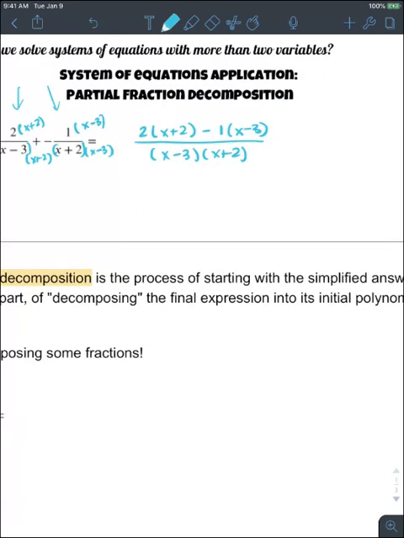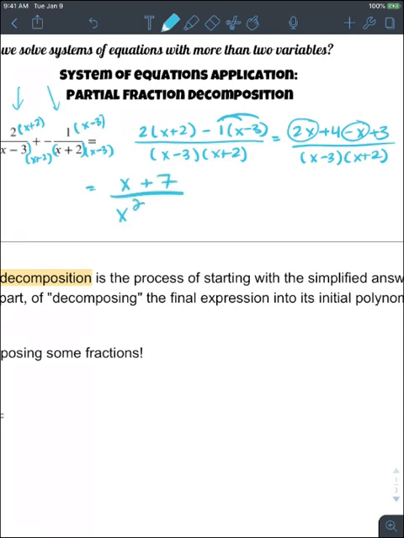Go ahead and multiply these out, giving us 2x plus 4 minus negative x plus 3 all over x minus 3 times x plus 2. I'm almost there. Let's add like terms. So we get x plus 7 over x squared minus x minus 6. So now I'm in one fraction.